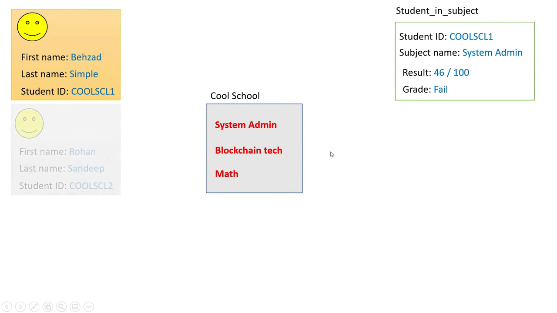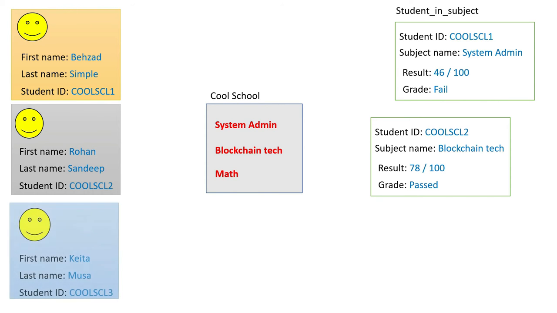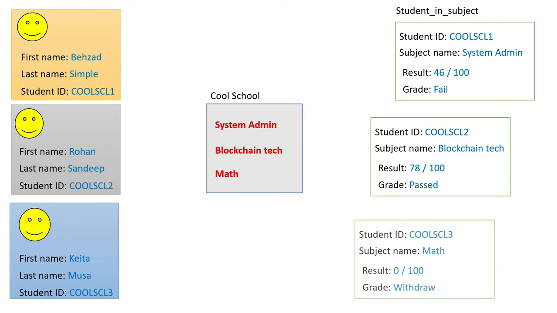Here is the second student, Rohan, who again enrolls in a school. Rohan is a student enrolled in a subject. We have a result and their grades. And a third student, Keita, does the same thing, and we have a record of their information in our system as well. Here is our example. Now we want to go back to our code to see what we've done.